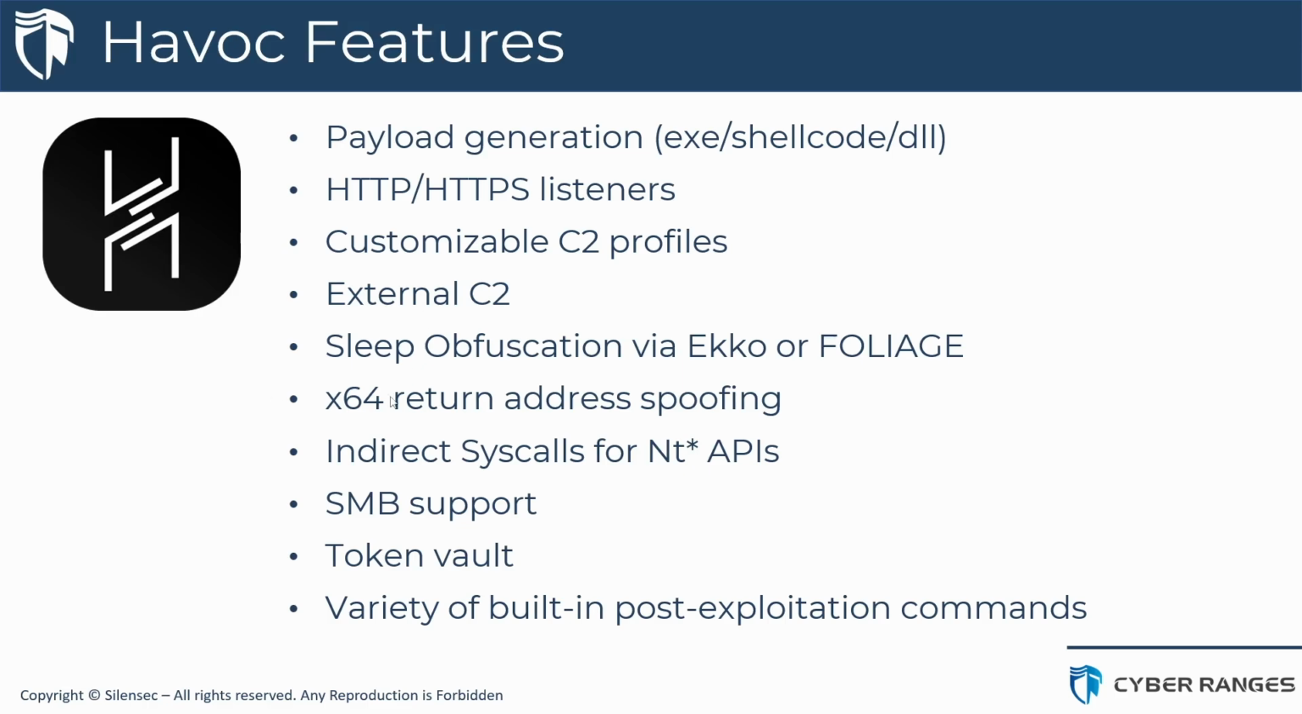You also have x64 return address spoofing, indirect syscalls for Windows NT APIs, SMB support for more peer-to-peer style C2 architecture. You also have token vault and a variety of built-in post-exploitation commands, as well as the ability to execute PowerShell code in memory, which is actually fantastic. And the same goes for shellcode. So we'll take a look at all of this.